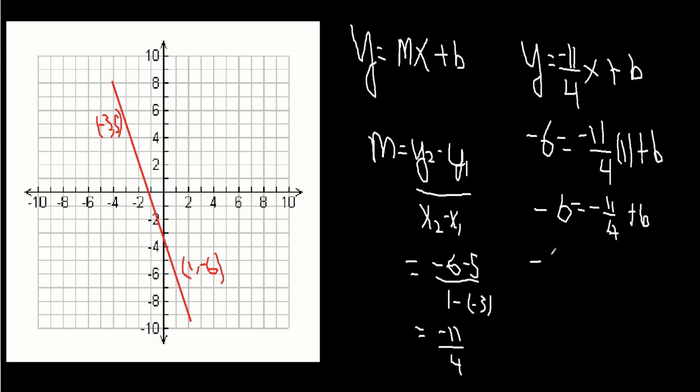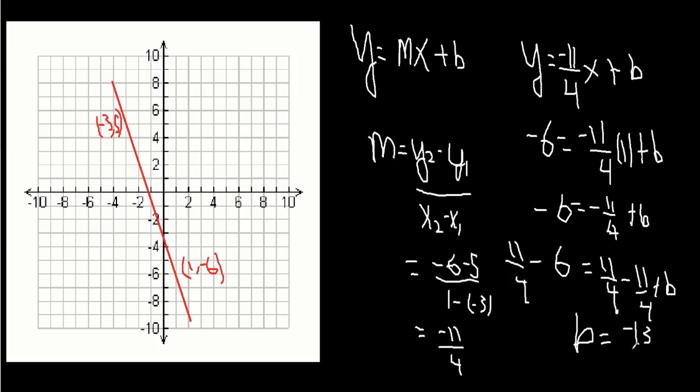So that would give us negative 6 plus 11 over 4 equals negative 11 over 4 plus 11 over 4 plus b. So it's like 11 over 4 minus 6. So b equals 11 over 4 minus 6. And the answer to that is going to be negative 13 over 4.